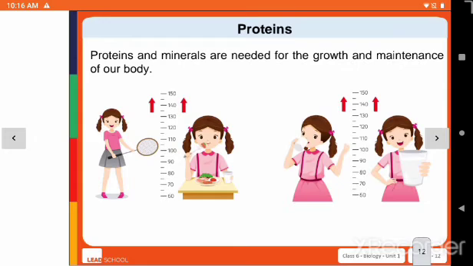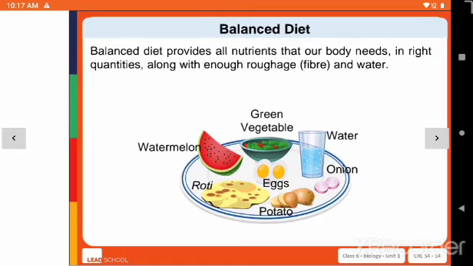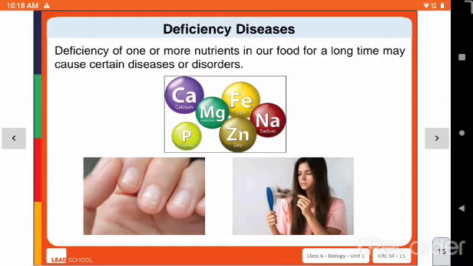Proteins and minerals are needed for the growth and maintenance of our body. Vitamins help protect our body against diseases. Next is balanced diet. Balanced diet provides all nutrients that our body needs in right quantities along with enough roughage and water. Next topic is deficiency diseases. Deficiencies of one or more nutrients in our food for a long time may cause certain diseases or disorders like calcium, phosphorus, magnesium, zinc, sodium, iron.